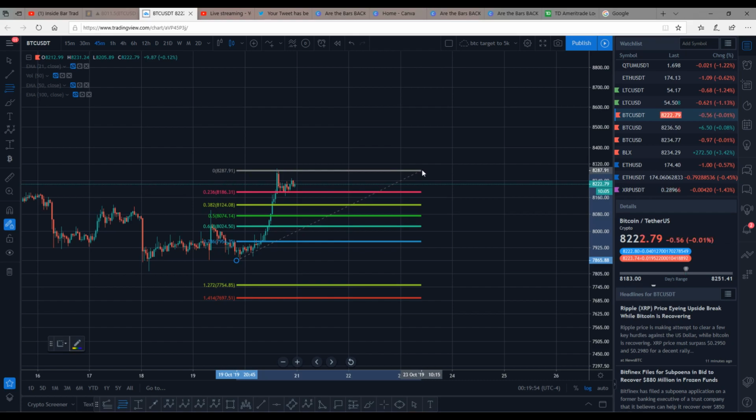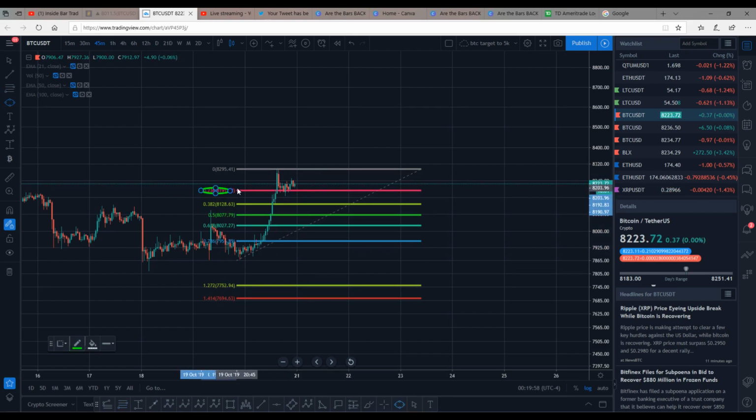You can see we got supported by the 236, this line. Next level we look for is 382, this yellow line, which is like 8120. Depending on your exchange, you just want to use the same fib retracement. If you don't know how to do it, guys, just go on TradingView. You can select the third icon in this area, I think third one, yes.